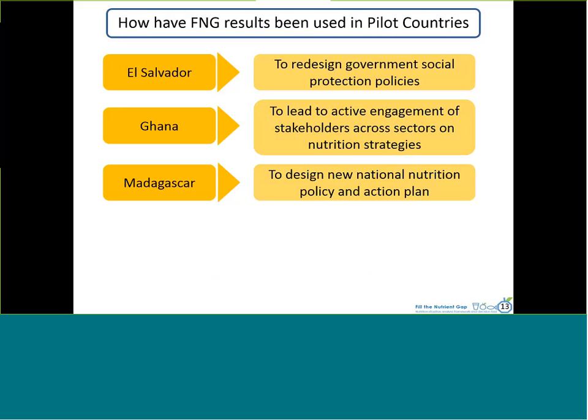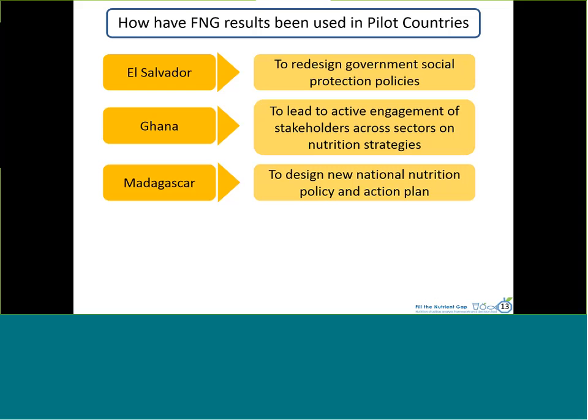If we go to the next slide. This shows you how the results have been used in pilot countries. And this is an example, but by now we have gone through the full phase in about six other countries, and they have used it very similarly. In El Salvador, the aim was really to redesign the government social protection strategies. That was the ministry that was fully engaged throughout the process and has since taken steps to implement the recommendations that were formulated.